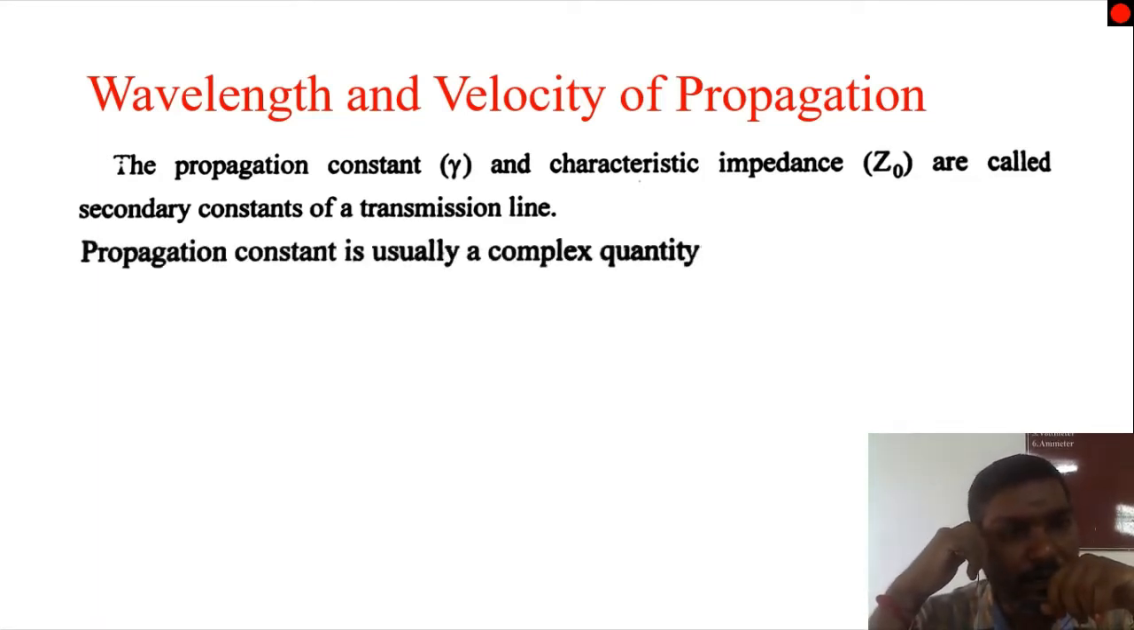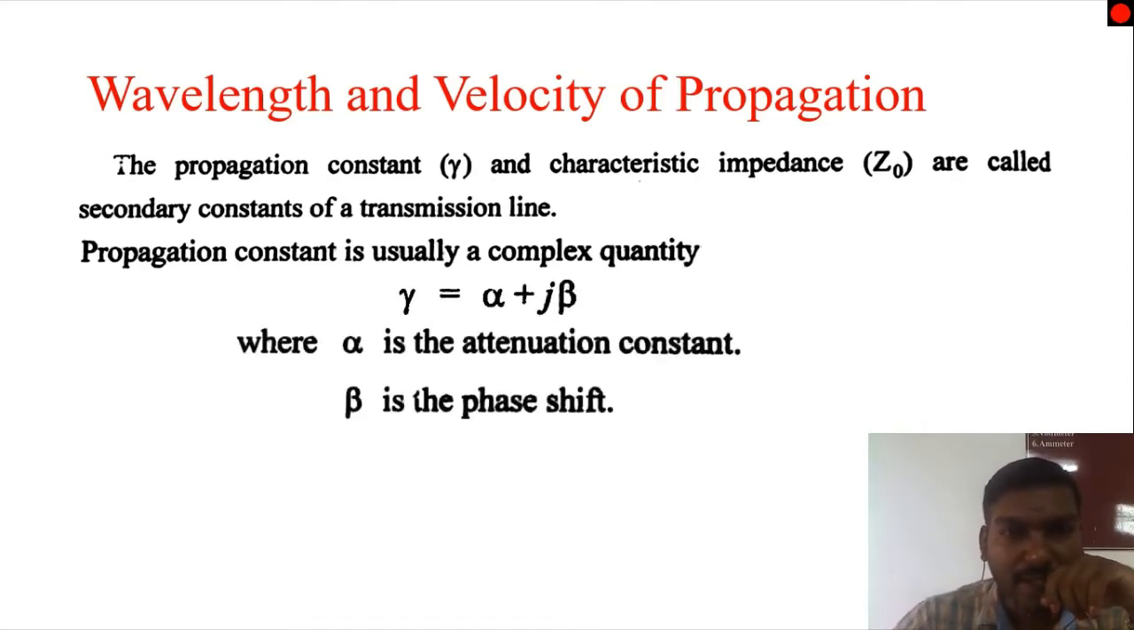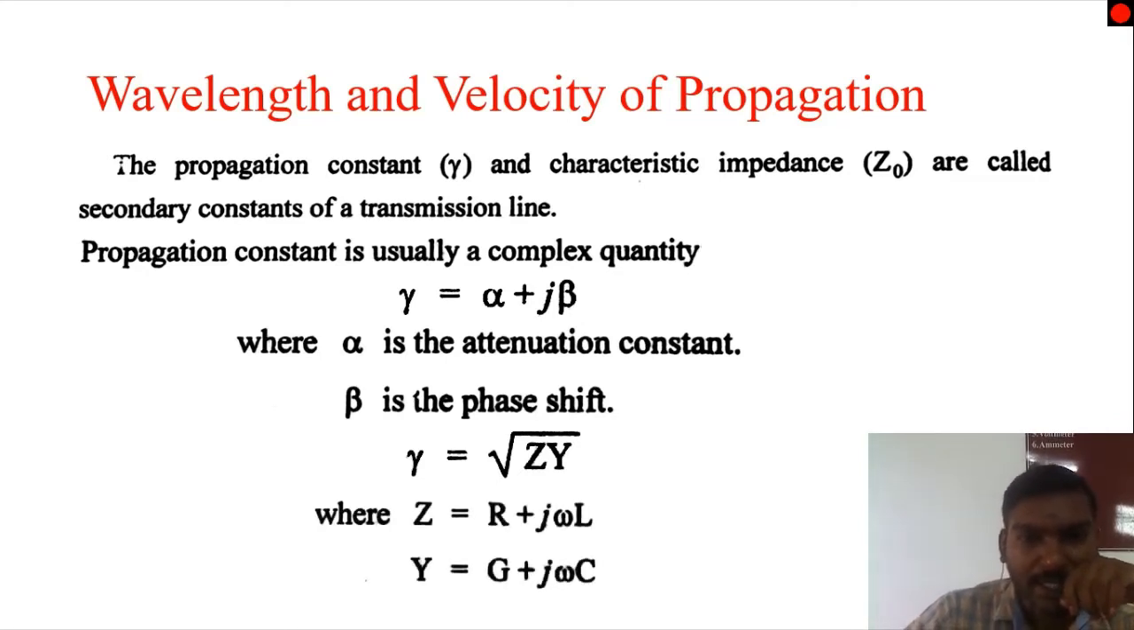Already we know that the propagation constant is always a complex quantity. It is represented as gamma equal to alpha plus j beta, where alpha is the attenuation constant and beta is the phase constant. Simply we can write gamma equal to root of Z into Y, where Z is equal to R plus j omega L and Y is equal to G plus j omega C.